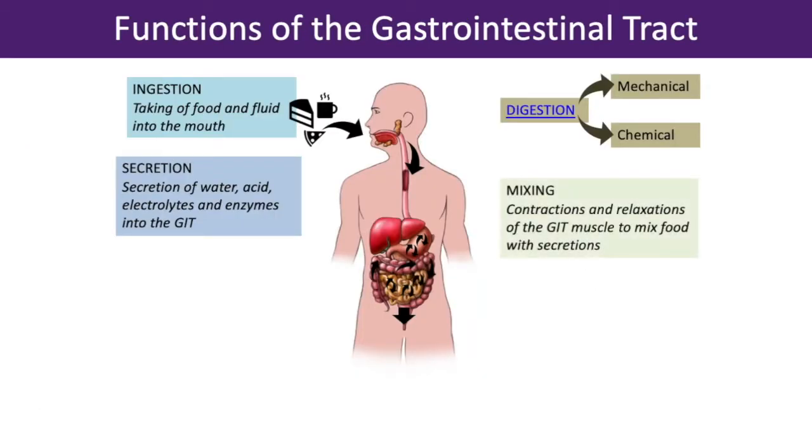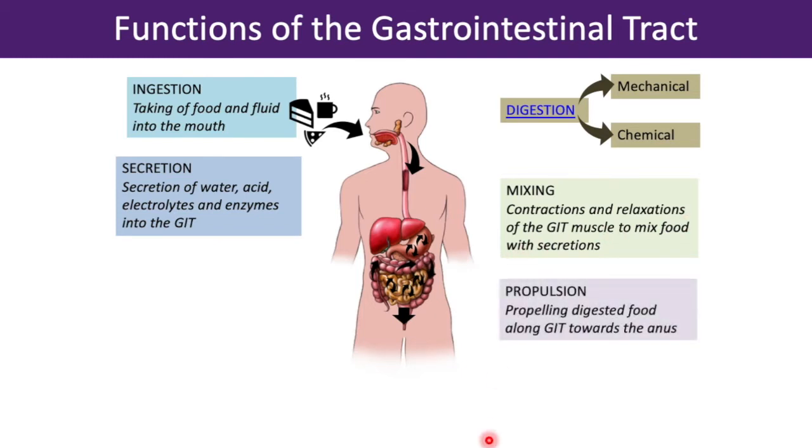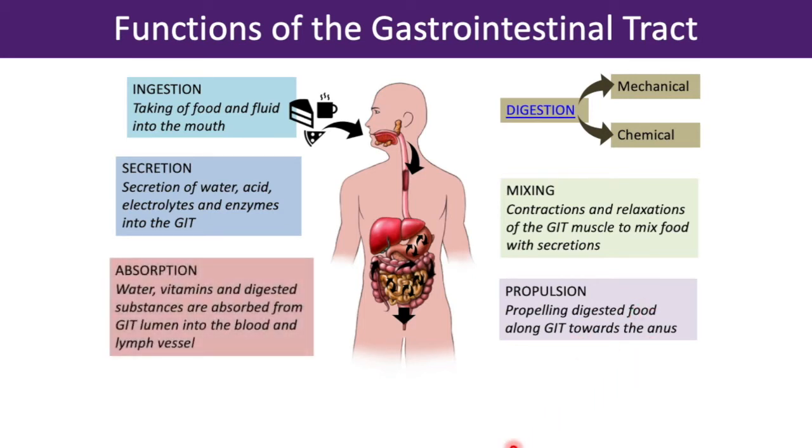The GI tract also functions for mixing, which is the contractions and relaxations of the GIT muscle to mix food with secretions. The GIT also performs propulsion, which is to propel or push forward the digested food along the length of the GIT towards the anus. Another important function of the GIT is absorption. Water, vitamins, and digested substances such as glucose, amino acids, small proteins, and triglycerides are absorbed from the lumen of the GIT into the blood and lymph vessels and then circulated to cells throughout the body.